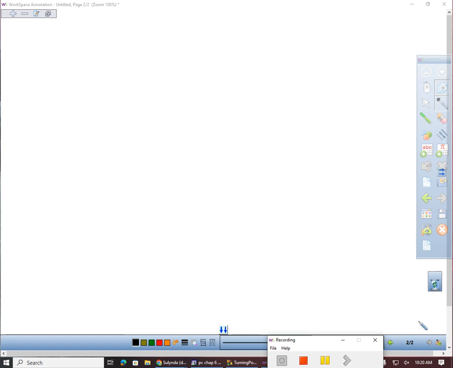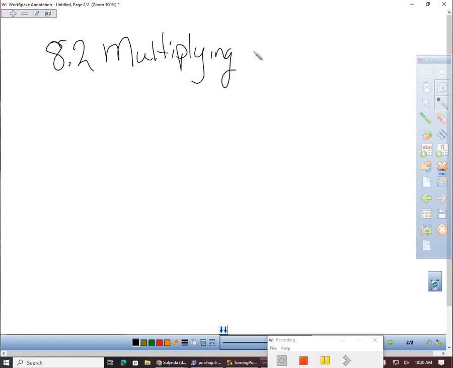We are moving on to 8.2. In 8.2, we are going to be multiplying and factoring. All right, so we're going to start by talking about multiplying.